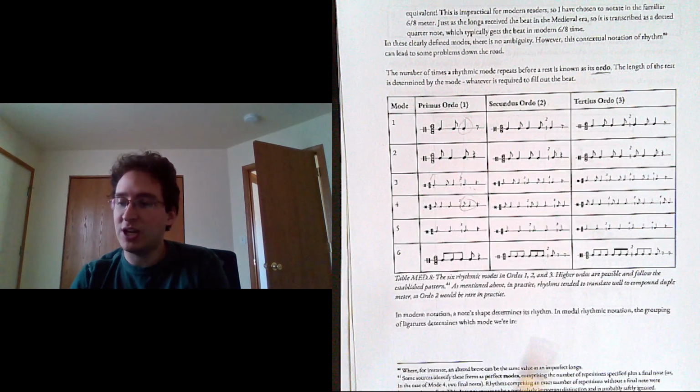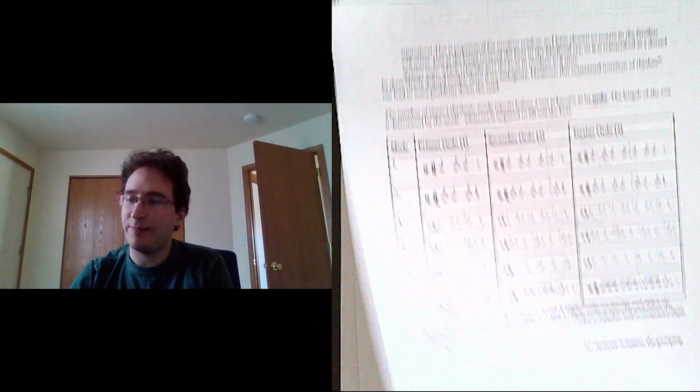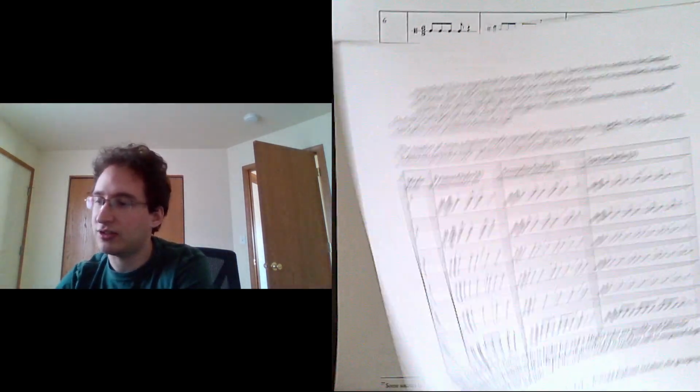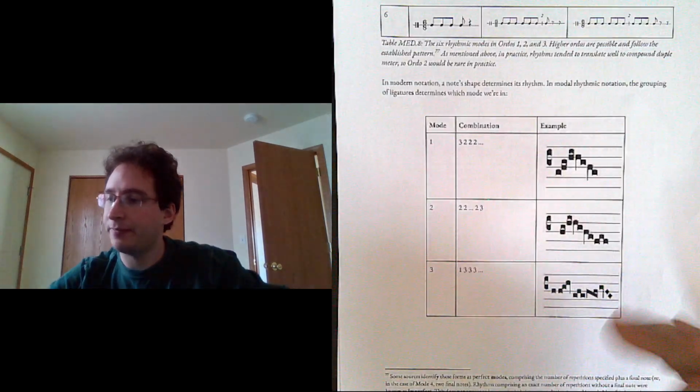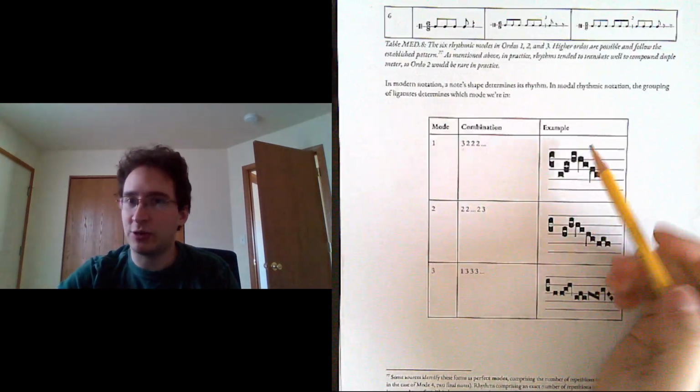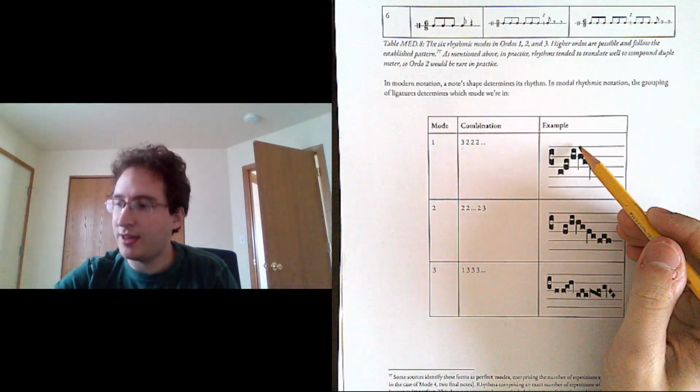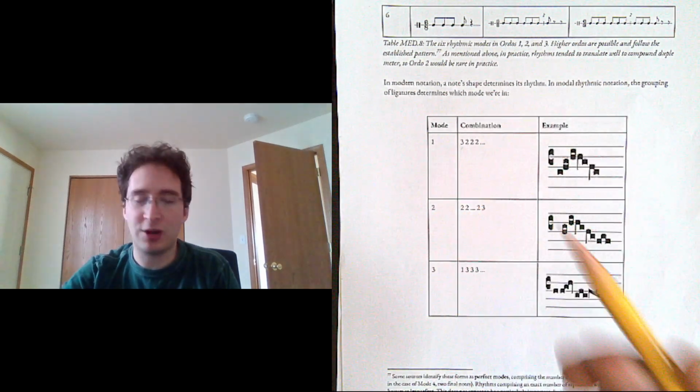In modern notation, obviously, a note shape determines its rhythm. In modal rhythmic notation, the way we indicated which mode we were in is by ligatures. And specifically, if you start with a ligature of 3 notes, and then you have groups of 2 after that, we're in mode 1.